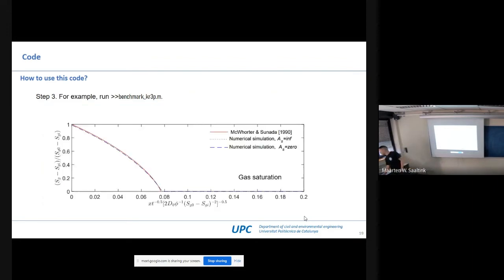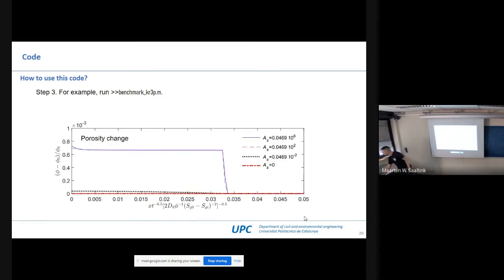For instance, this is a benchmark. We do a simulation in a one-dimensional system, and we compare the numerical result with the theoretical result. It looks good. We can get the gas saturation. This is when we inject gas in a one-dimensional bar, and this is the gas saturation distribution. And also we can know this term, the porosity change.